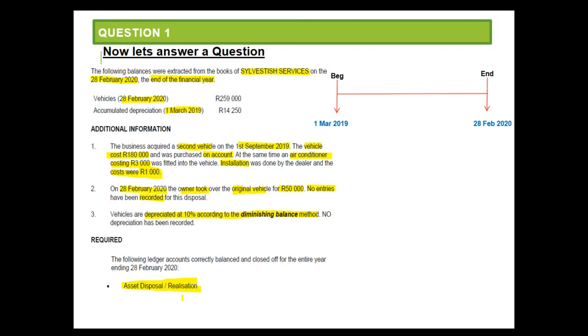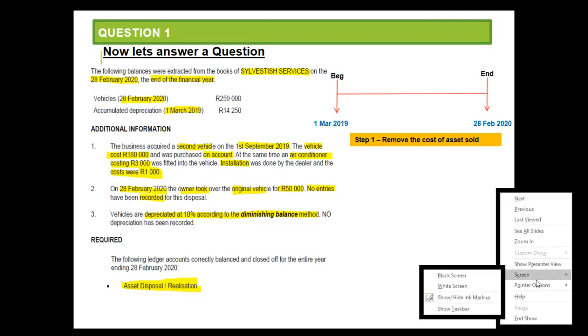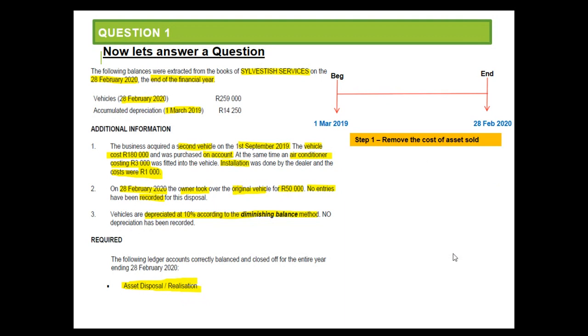First, the first step that we need to do, remember, we are dealing with the asset that we're disposing. Step number one is where we remove the asset that we sold. Remember, if you are dealing with an asset that you sold, you need to take it out of the books because it doesn't belong to me anymore. But remember, they said we sold the original vehicle, meaning the one that I had at the beginning here. I can't use this because this is not at the beginning.